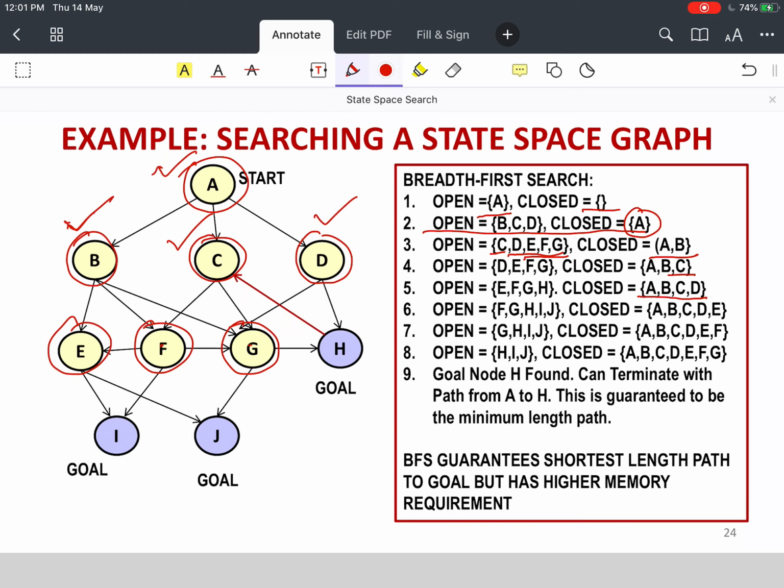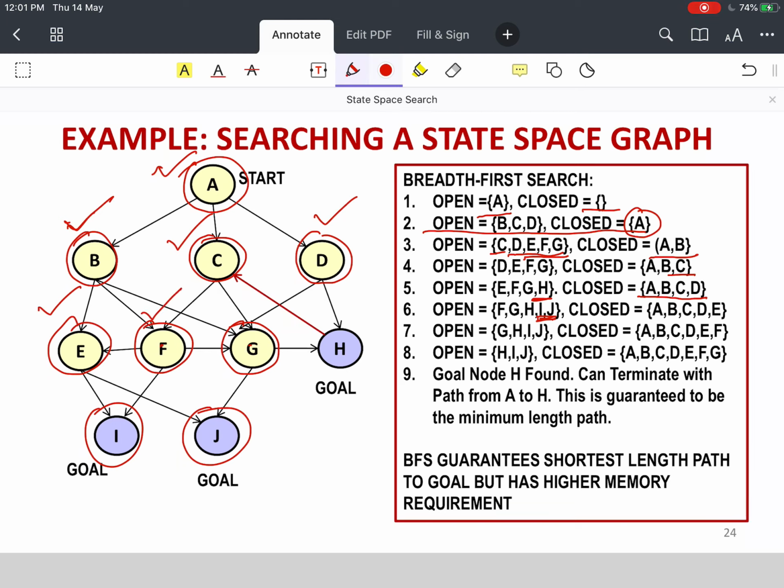Then D is removed, so the closed list becomes A, B, C, D, and D has 2 children, which are G and H, of which G already exists, so H is put at the end of the queue. Then node E is expanded, and from E we have got 2 children, I and J, which are again put at the end of the queue.